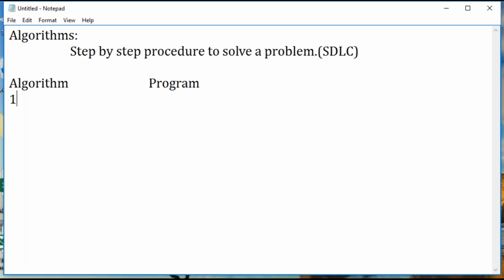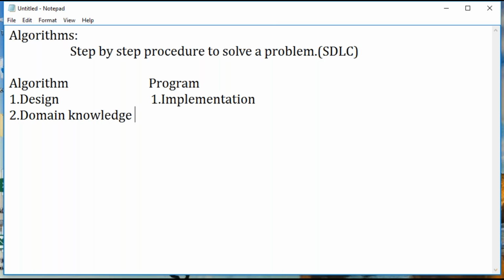Algorithm is the main thing which deals with the design phase. Design phase in the sense, if you want some software to be developed, I'll design it by using an algorithm. I'll write a procedure, a set of instructions in a human understandable way. That is nothing but algorithm. A program is implementing this algorithm as a logic. Implementation of this algorithm into logic is called a program. For writing this algorithm, I need domain knowledge, meaning knowledge about the requirement, whatever you're going to develop.